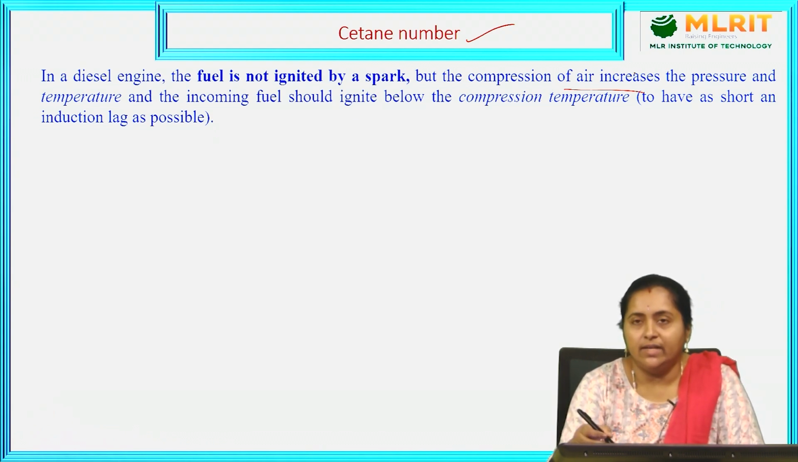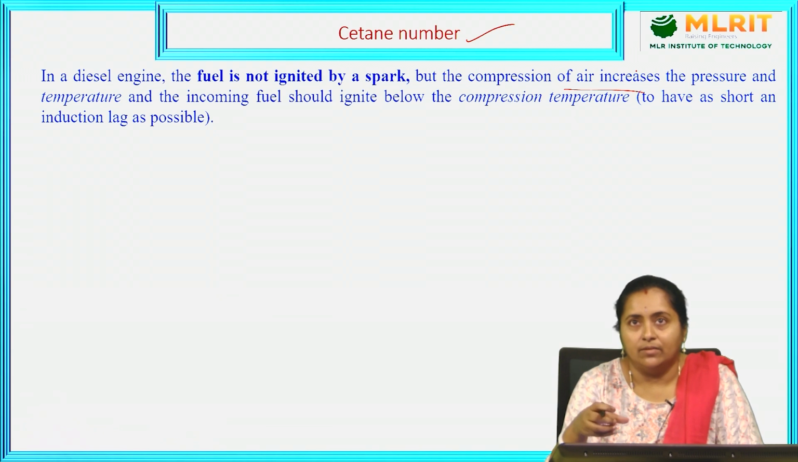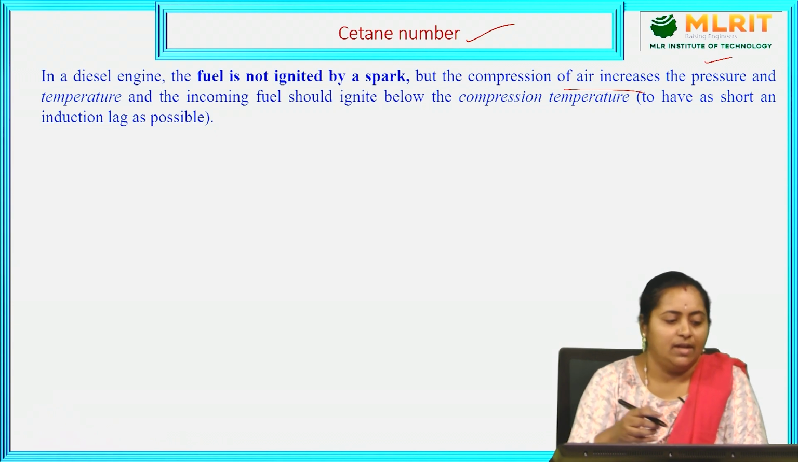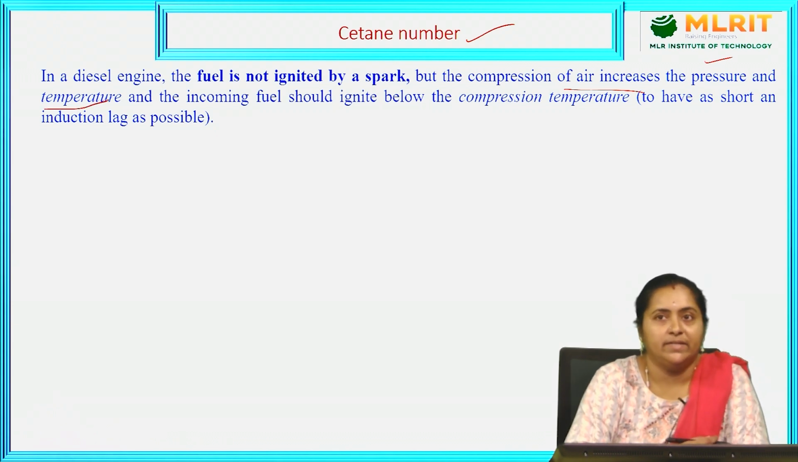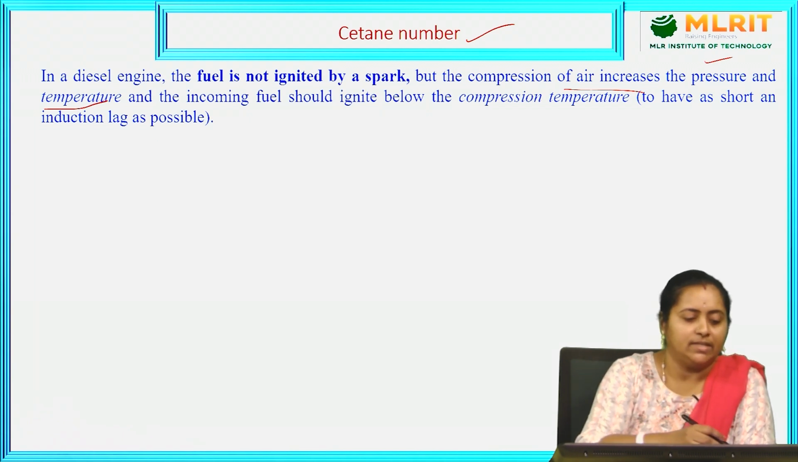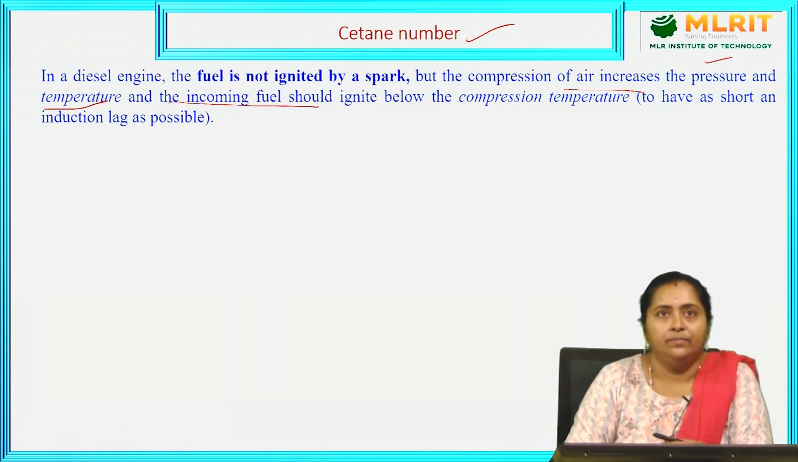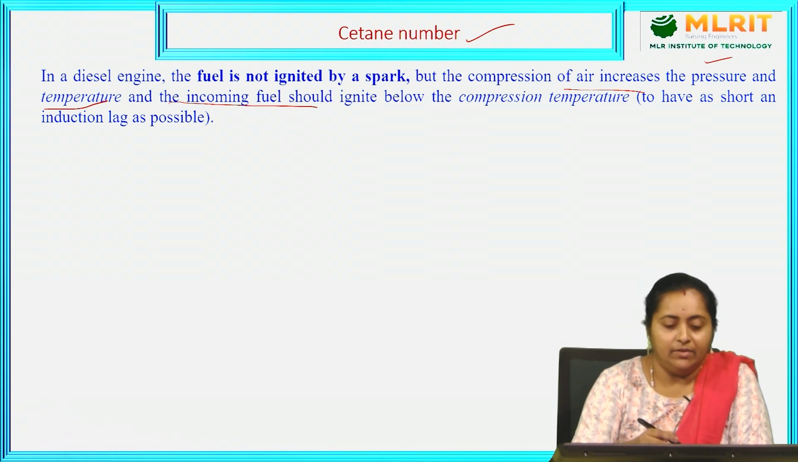If the air is able to compress more, the corresponding pressure will be increased. So the compression of air increases the pressure, and its corresponding temperature also gets increased. Because of the increase in compression of air, pressure gets increased, as a result temperature also gets increased, and the incoming fuel as a result will undergo ignition.